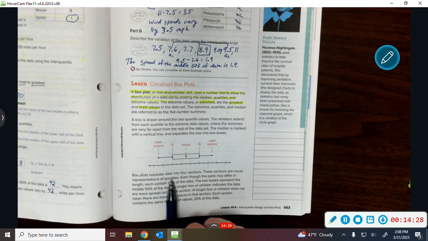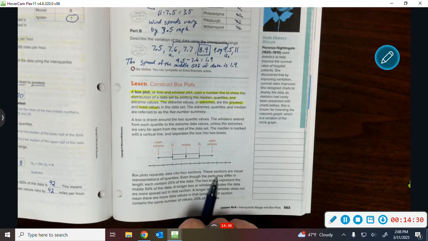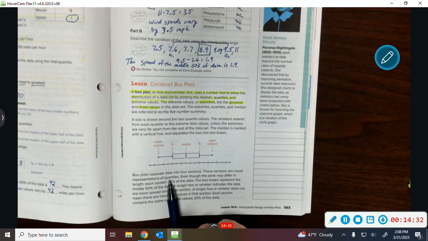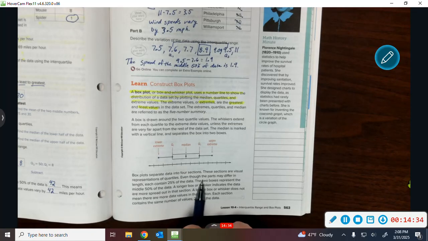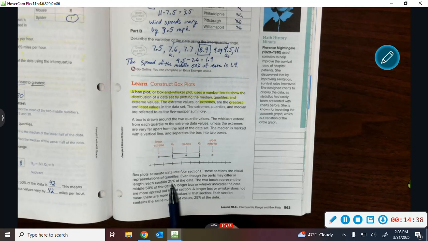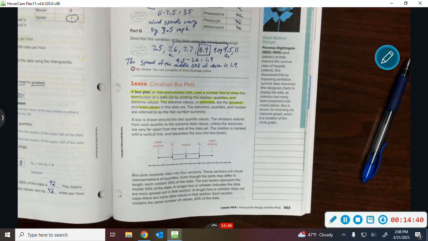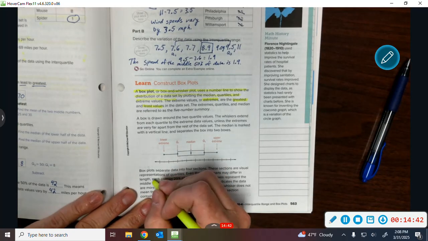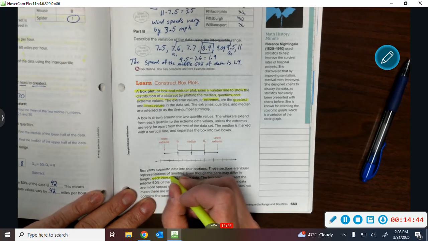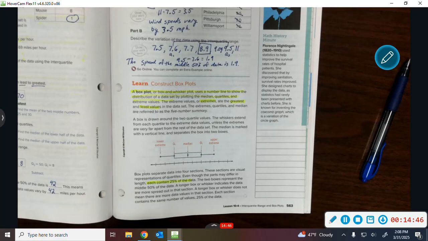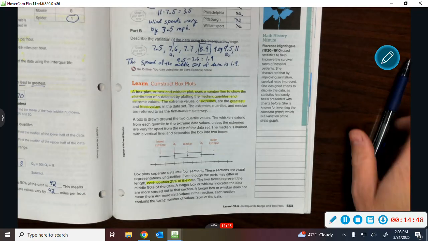Box plots separate data into 4 sections. These sections are visual representations of quartiles. Even though the parts may differ in length, each contains 25% of the data. That is important. Okay, each section of the box plot contains 25% of the data. So how many parts did it say there was?